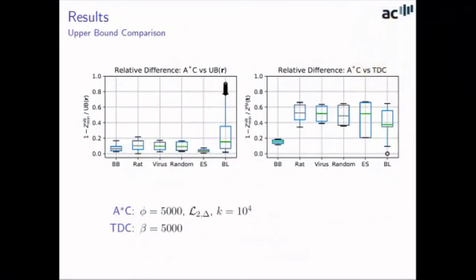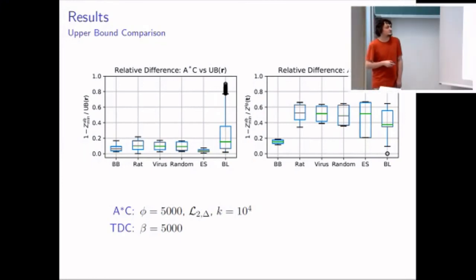Okay, then we see here the relative differences between the upper bounds which we obtain from our relaxed decision diagrams and the fast-to-calculate upper bounds, grouped by the benchmark instance sets. And here we see that we have a median relative difference of about 10%. And on the right, we see the relative differences between the upper bounds which we obtain from the top-down construction method and from the A-star-based construction method. And here we have, for almost every benchmark set, a relative difference of about 50%.